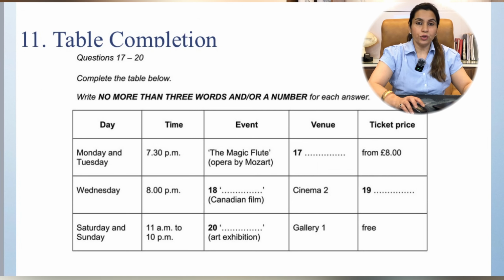And what you need to do is understand what is given in the table and what is desired. If you see here, there are some days that are given to you: Monday, Tuesday, Wednesday, Saturday and Sunday, and timings are given. There's a column of event, a column of venue, and a column of ticket price. So some information is missing. We need to locate this information from the passage and fill it in, making sure we put the answers within the maximum words mentioned in the question.